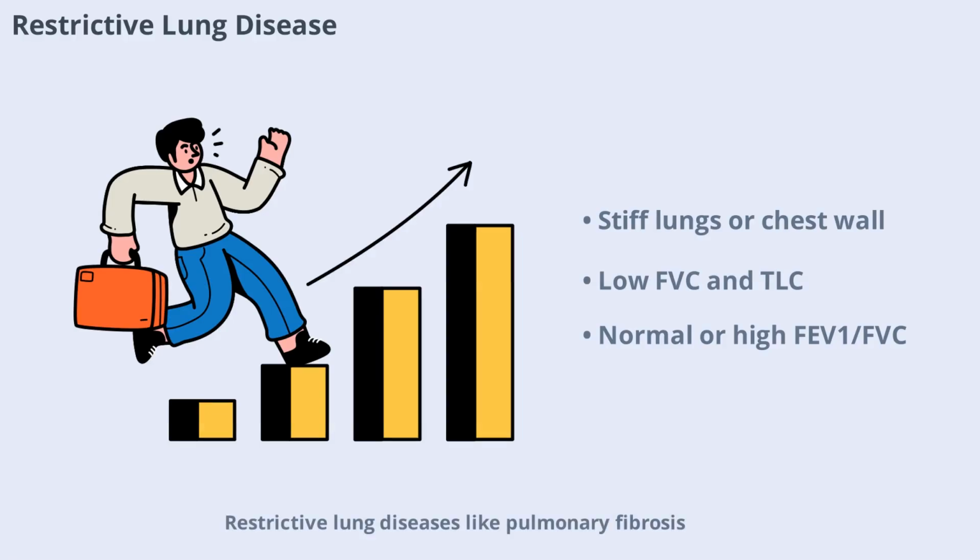Restrictive lung diseases, like pulmonary fibrosis, are characterized by stiff lungs or chest walls. This makes it difficult to fully expand the lungs, resulting in a reduced FVC and TLC. The FEV1/FVC ratio is usually normal or even increased, as both FEV1 and FVC are proportionally reduced.